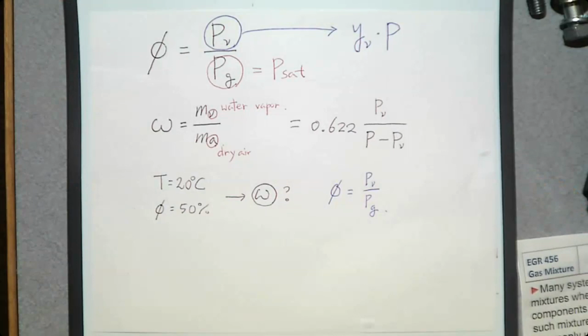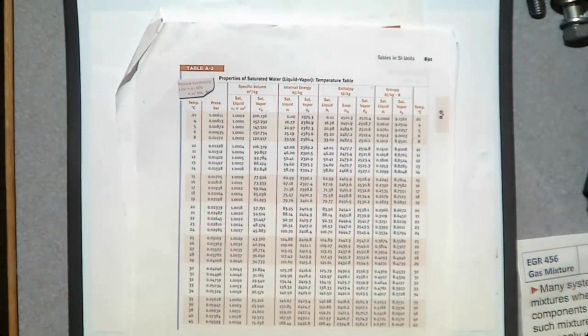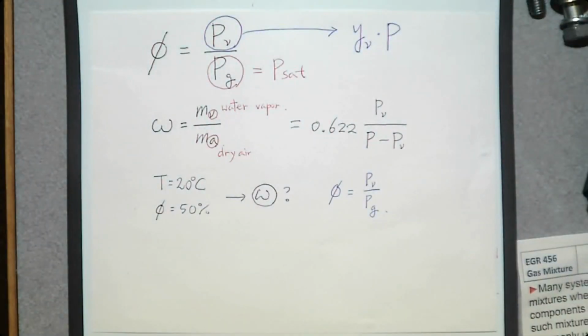20 degrees Celsius. So which table do we have to use to determine P sat at 20? Since you know 20, what is this 20? Temperature. So you go to the temperature table. So let's go to the temperature table, table A2, and find 20 degrees Celsius. So here it is. At 20 degrees Celsius, the saturation pressure is going to be 0.0234.